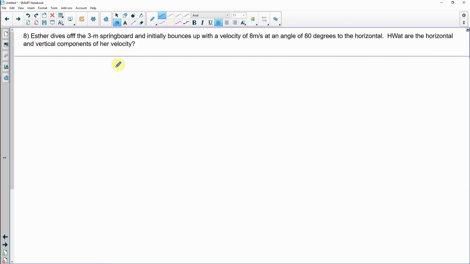Next. All right. Esther dives off a 3-meter springboard and initially bounces up with a velocity of 8 meters per second and angled 80 degrees to the horizontal. What are the horizontal and vertical components?